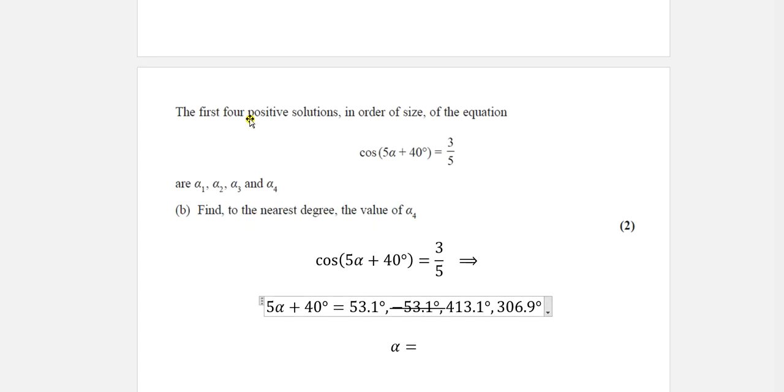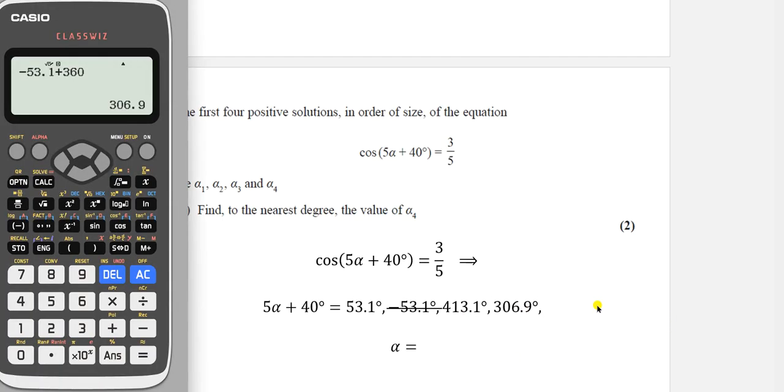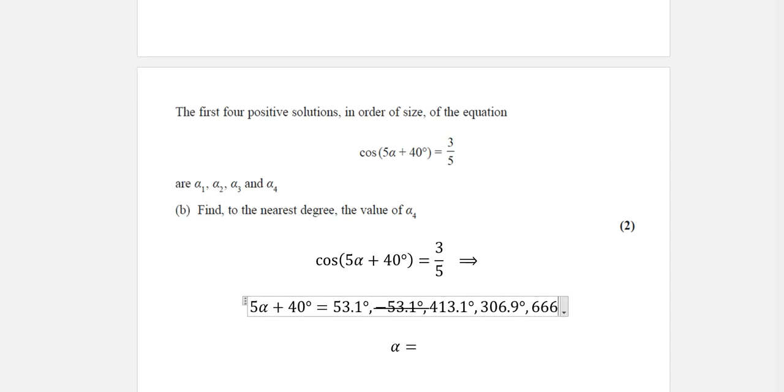They're looking for the first 4 positive solutions. We've got one positive solution for 5 alpha plus 40, which should correspond to a valid value for alpha. We've got a couple more here. We need to look a little further afield. So we just keep adding 360. The next one we're going to get is from 306.9 and 360. So that gives us 666.9.